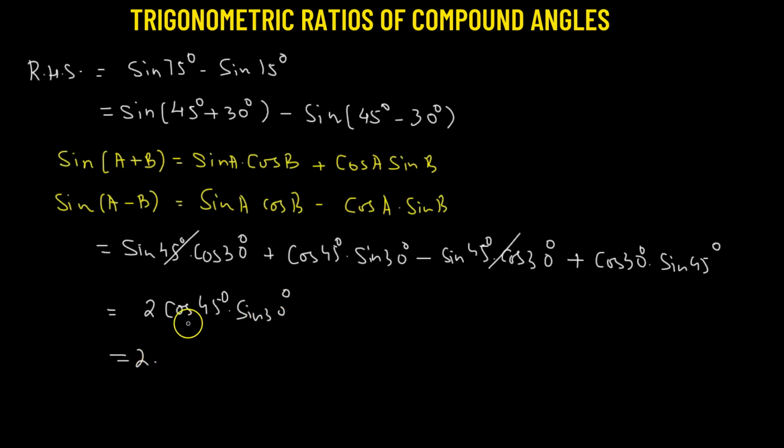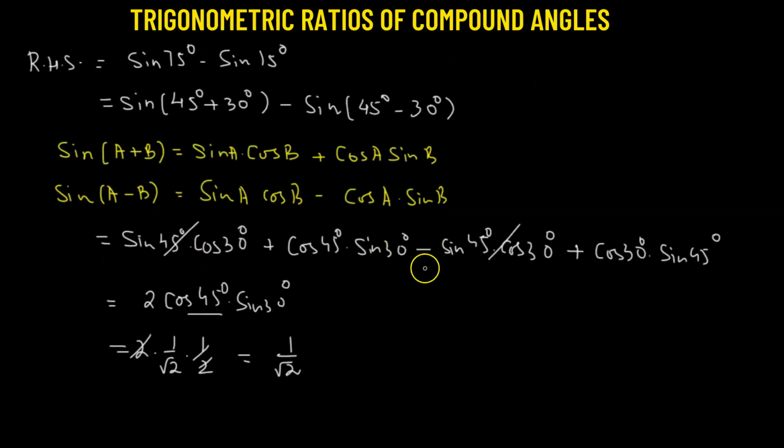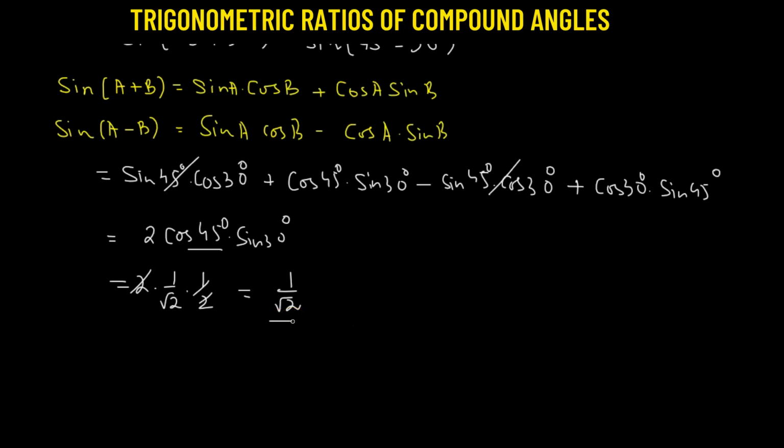So we have 2 times cosine 45 degrees, that's 1 over square root of 2, and sine 30 degrees, that's half. So the 2 and 1/2 get multiplied to give 1, and this gives us 1 over square root of 2. We can clearly see that the left hand side is giving us 1 over square root of 2. The right hand side is also giving us the same value. So we can say the left hand side of the expression is exactly equal to the right hand side, with the value of 1 over square root of 2. Hence proved.